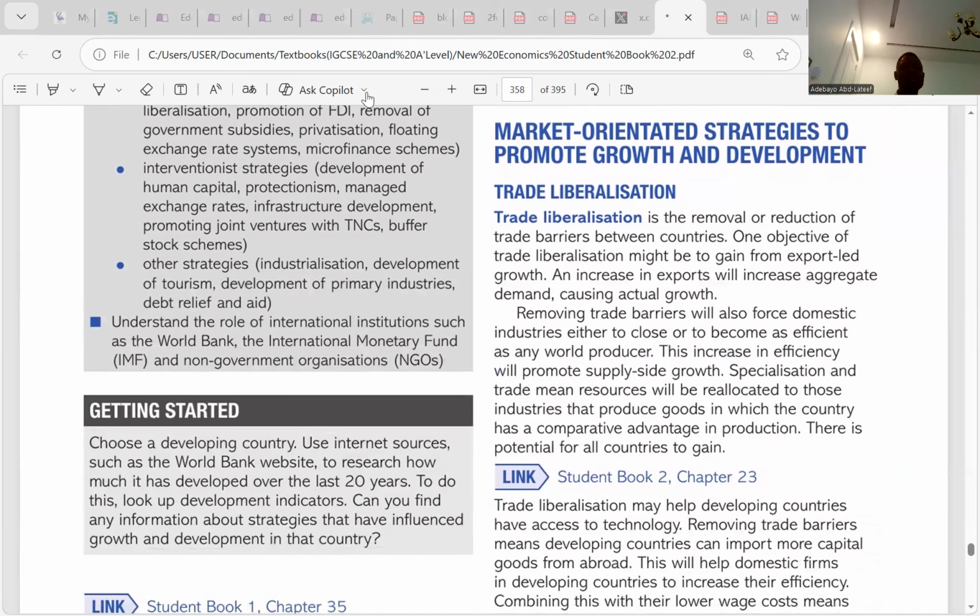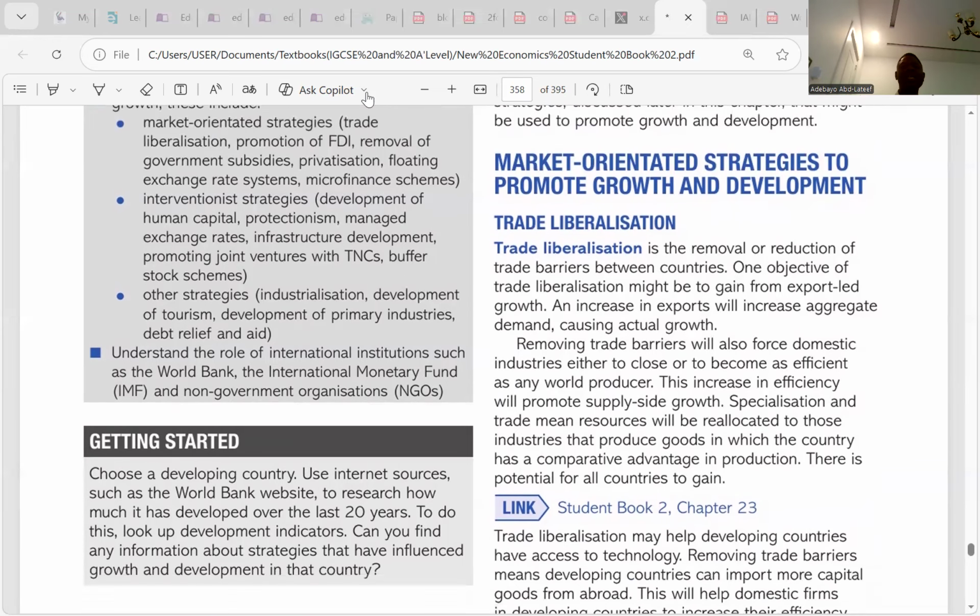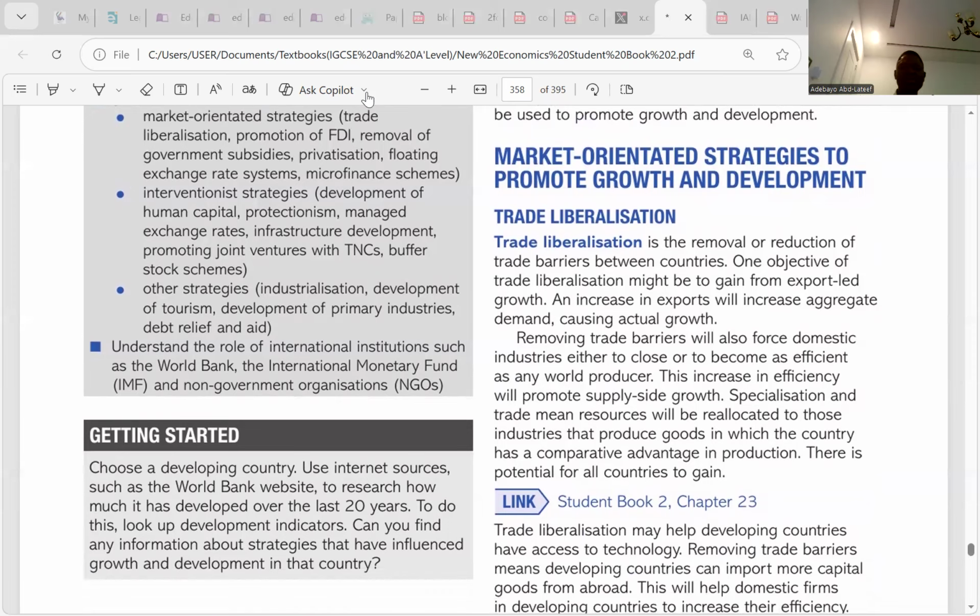As we already know what market-oriented is about, it's all about shifting ideas, shifting responsibility from government to the hands of the free market, which simply means the reliance is all about resource allocation determined by the free market. So what to produce, how to produce, for whom to produce will be decided with the free market. So the first strategy that can be used when it comes to market-oriented strategy is trade liberalization. I want to talk about trade liberalization.